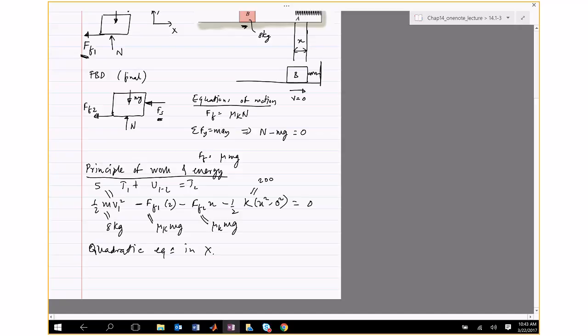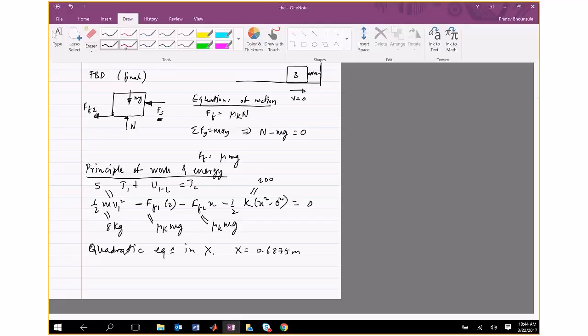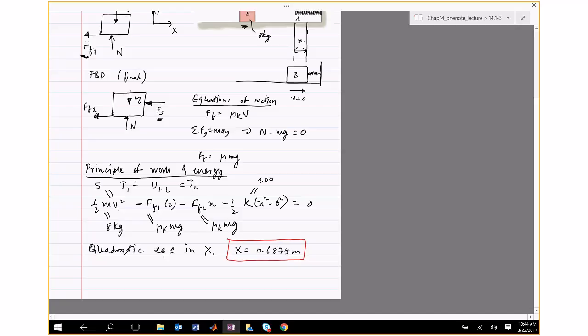Turns out that one root will be absolute nonsense. It will be something like a negative value, and you can ignore that. The other root is the answer. It's 0.6875 meters. So you might want to go and solve this, because I don't know if you remember how to solve a quadratic equation. Okay, is that clear?